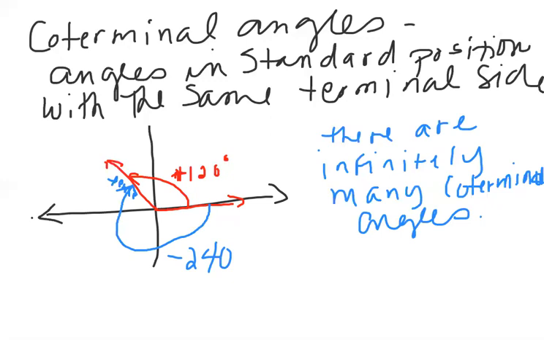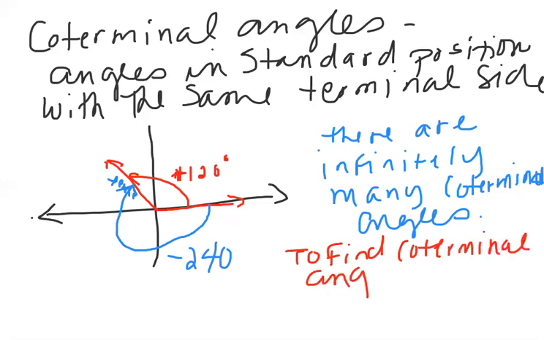So to find them, let me use a different color. To find coterminal angles, guys, it's easy. You simply, okay, add or subtract integer multiples. So multiples.